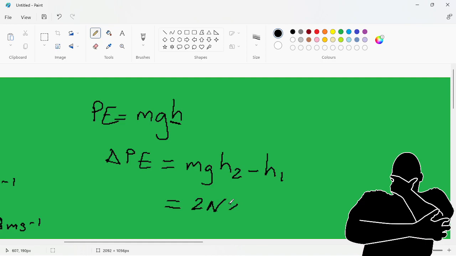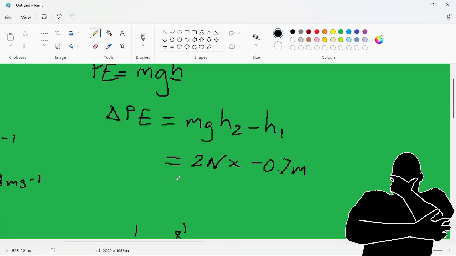So we multiply 2 newtons by negative 0.7 meters, and you end up with negative 1.4 joules. Remember the units. It's negative because the potential energy has been lost. But if they're just asking for the magnitude of the energy loss, then you could ignore the negative sign and just write 1.4 joules.